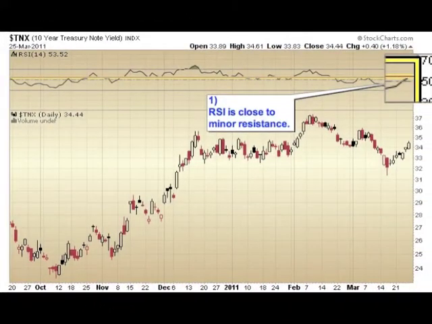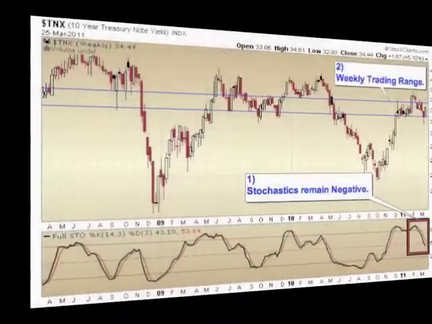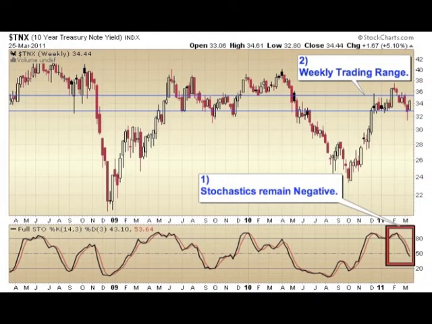And up top, the relative strength index shows it's against minor resistance up there, so we just went ahead and gave this one a yellow mark. And the stochastics on the weekly chart show that they're still negative and they're declining. Looks like we still have a way to go down on interest rates. Up top, 0.2 shows we're back in that weekly trading range again. We'll see if we can hold here.